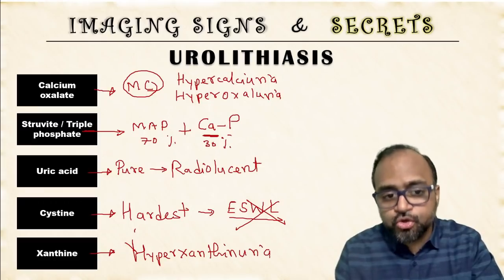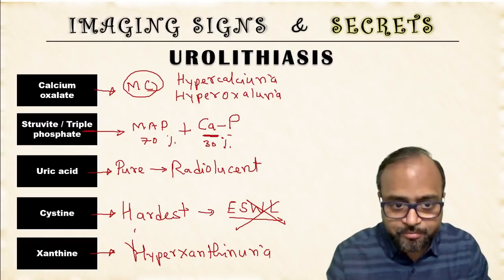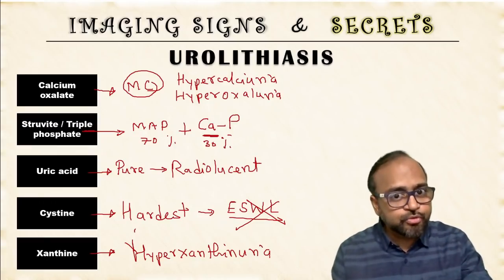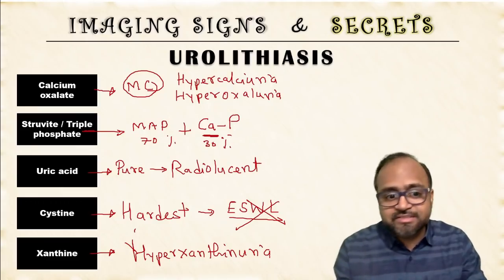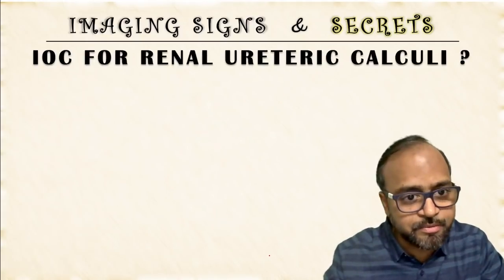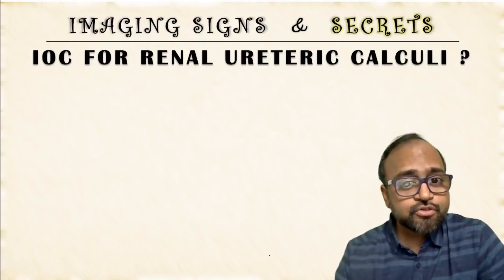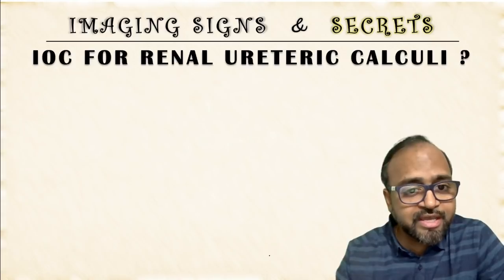Yes, so what is the most common calculus overall, renal calculus overall? It is calcium oxalate. Remember, radiolucent is pure uric acid calculi. Hardest is cystine calculi. Hyperxanthinuria, obviously, xanthine calculi are seen. Few more secrets now. Can you tell me what is the investigation of choice for renal or ureteric calculi?